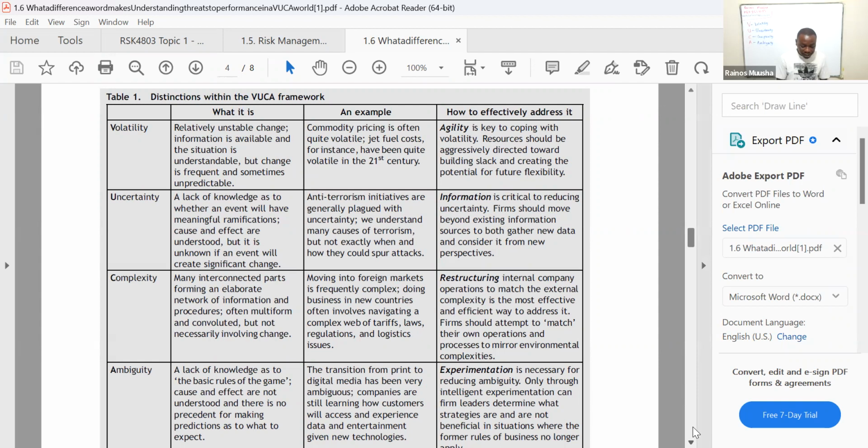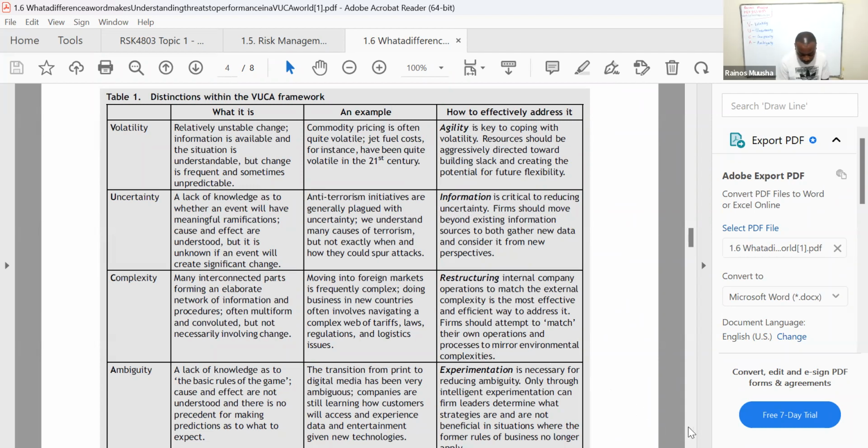So potentially in the exam, what you need to take note of is being able to identify and distinguish a situation, for example, of volatility, and know exactly how we deal with the situation of volatility. And remember here, the key word for dealing with the situation of volatility is agility. And the key word for dealing with the situation of uncertainty is information gathering.